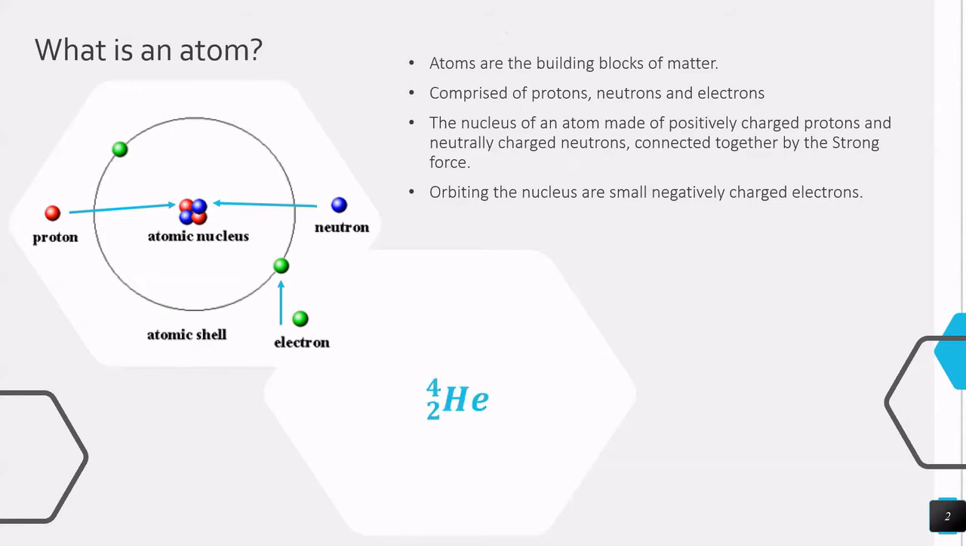The notation for an atom includes subscripts and superscripts. The number of protons in the atom is the preceding subscript, whilst the total number of protons and neutrons is the preceding superscript. This notation will appear regularly throughout this video.